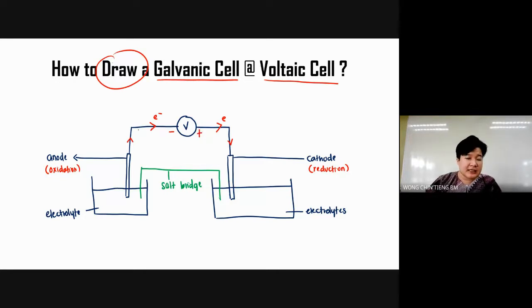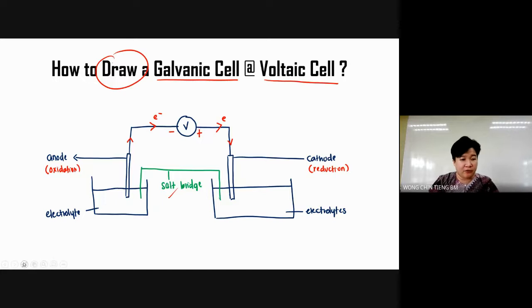Okay. Yang ni adalah cara general kita lukis a galvanic cell. Kita ada 2 elektrod in the beaker with 2 electrolytes yang disambung dengan salt bridge di atas, dan di atas kita ada wire connected to your voltmeter turun ke dalam electrode. So that is your complete circuit. Electrode kepada electrode, electrolytes melalui salt bridge kepada electrolytes.